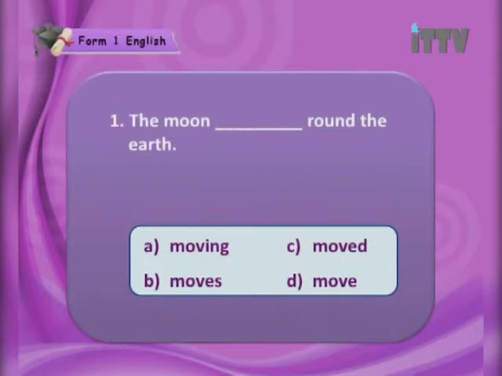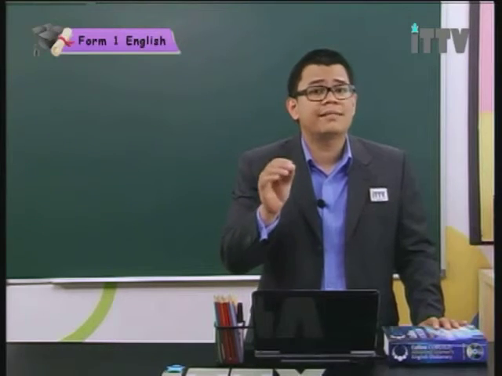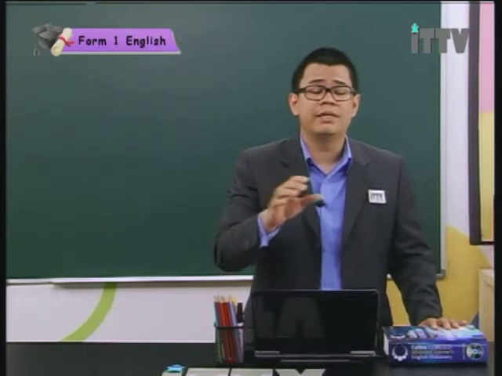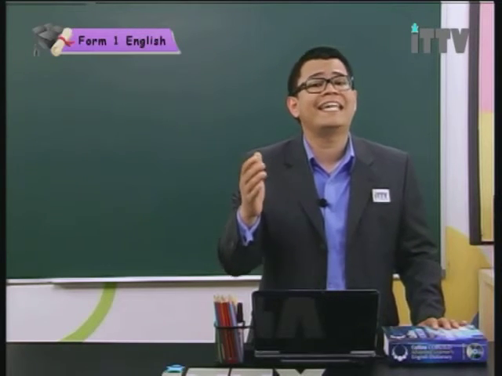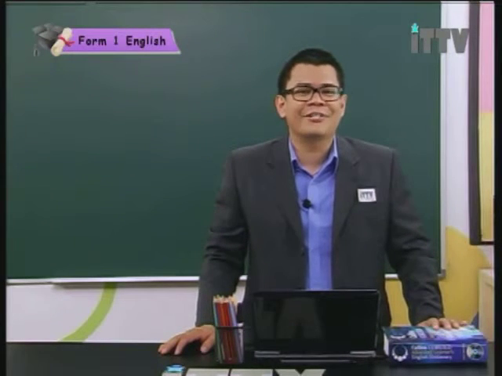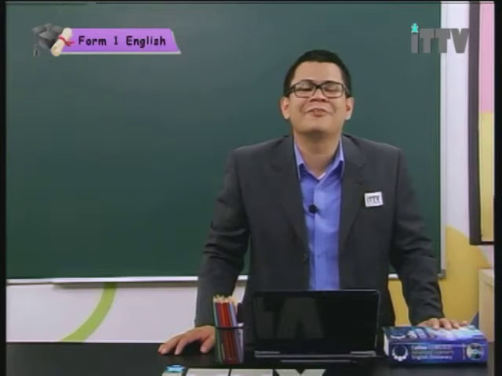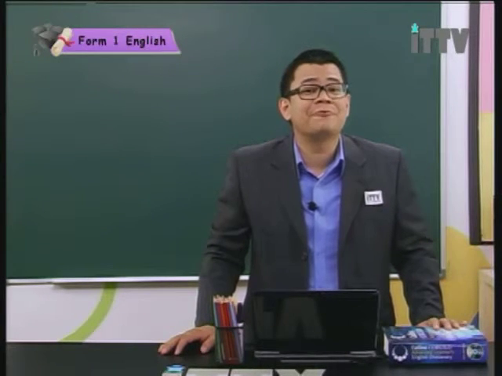Let's take a look at the answer for question 1. The answer is B, moves. The moon moves round the earth. So here, the correct simple present tense to choose would be moves, M-O-V-E-S. The answer is B. So for those of you who got it correct, good job. For those of you who didn't, don't worry, we have got a lot more to practice. Now, let's move on to question 2.